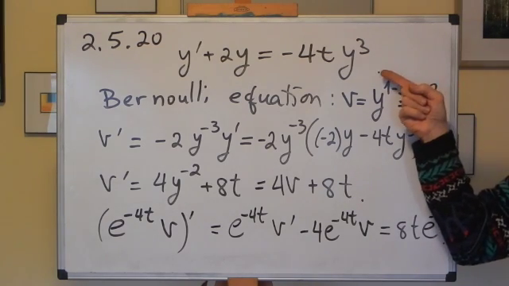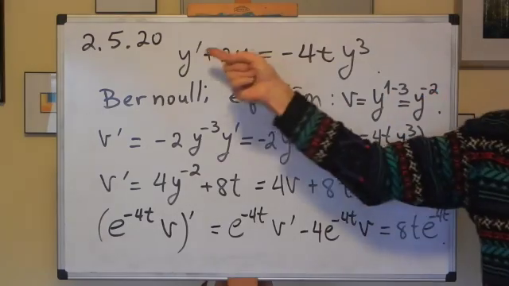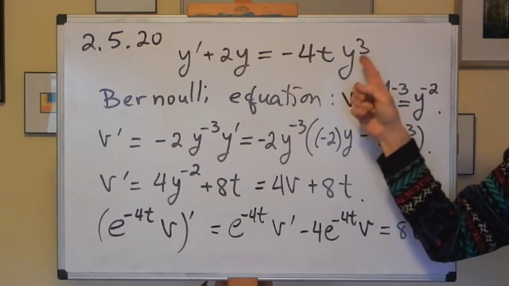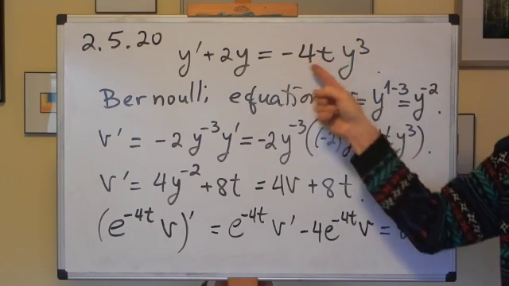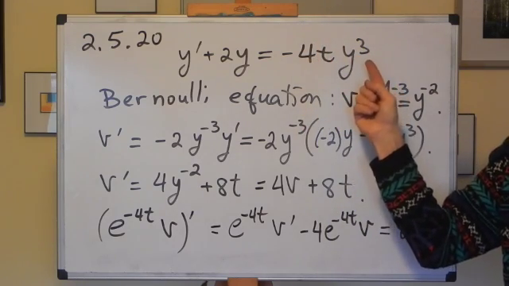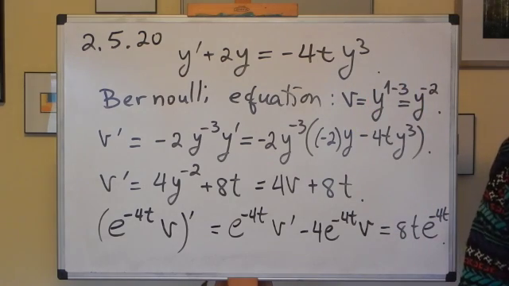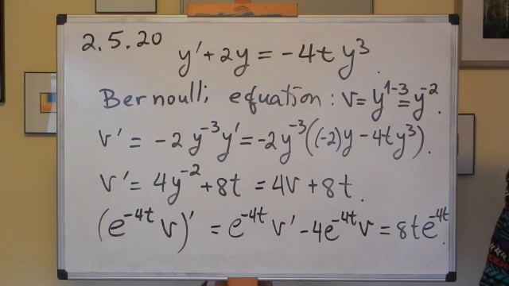We have here an equation that has a linear part in y prime and y, and then a term that involves a function of t multiplying a power of y. And so those are the Bernoulli type equations.